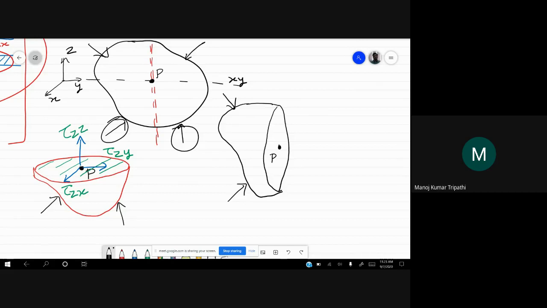So now on this plane, you can draw the stress components again in this direction and in these two other directions. And the names here will be tau yy, tau yz, and tau yx. And similarly, you can do it for the third plane also.